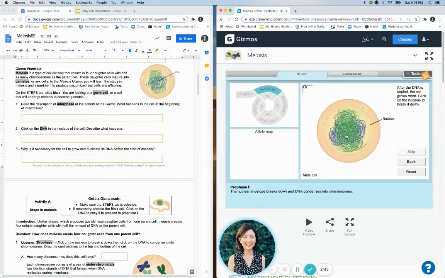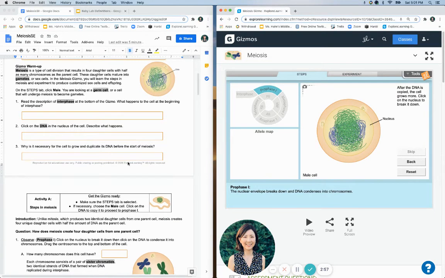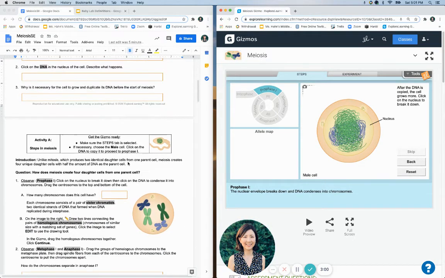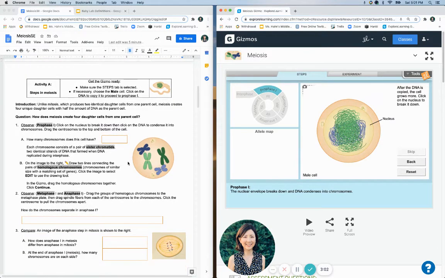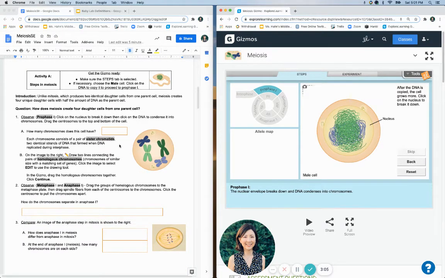Okay. So here's the DNA. Do you see how it's doubled? So it's made copies of itself and the cell's growing. And then, so that's what this is asking. This is asking why it needs to do that. Okay, and then it's going to say, let's take a look at the phases of meiosis. So interphase was not considered technically the phase of meiosis, but now we're in prophase one because there's going to be a two.